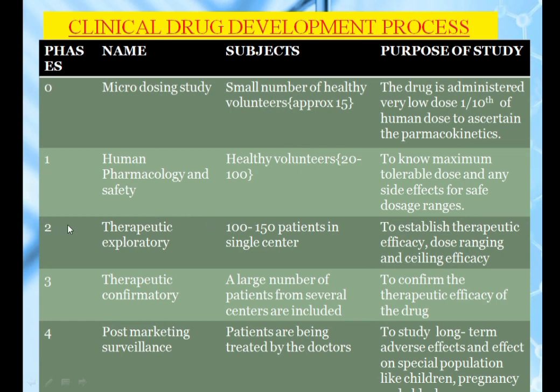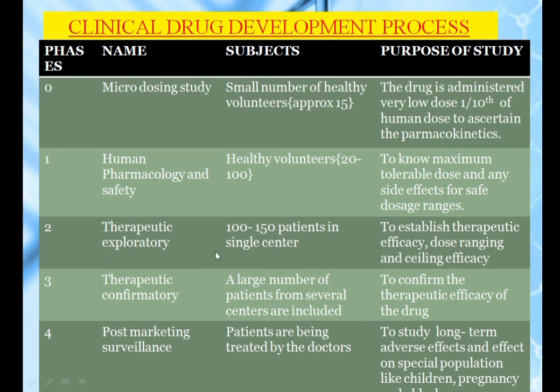Next is phase 2. In phase 2, it is therapeutic exploratory. Here there are around 100 to 150 patients in a single center, and this is done in order to establish the therapeutic efficacy, dose ranging, and ceiling efficacy of the drug.